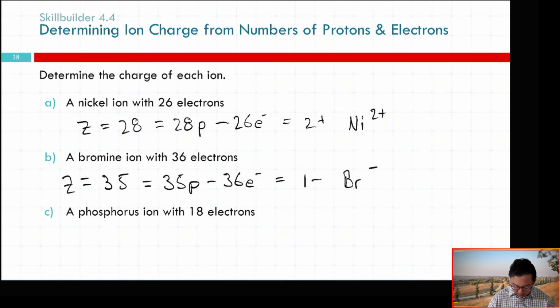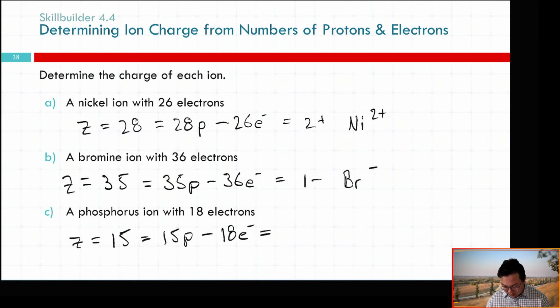So then for phosphorus, our atomic number is going to be, right, so phosphorus is in 5A, and it has an atomic number of 15, which means we have 15 protons, minus, how many electrons do we have here? 18 electrons, to give us a charge of 3 minus. So we get P3 minus.